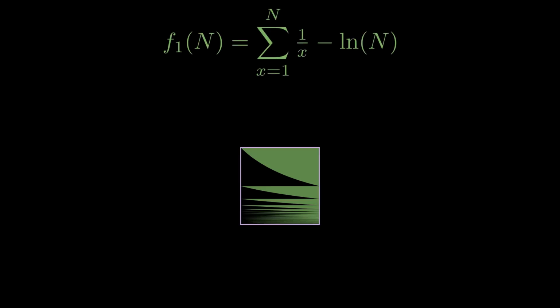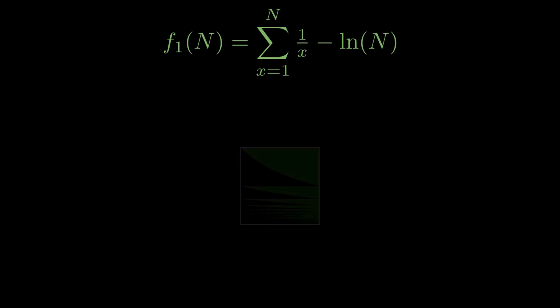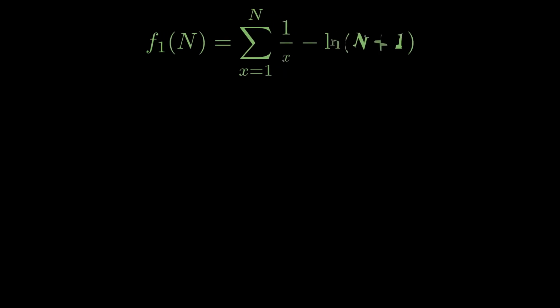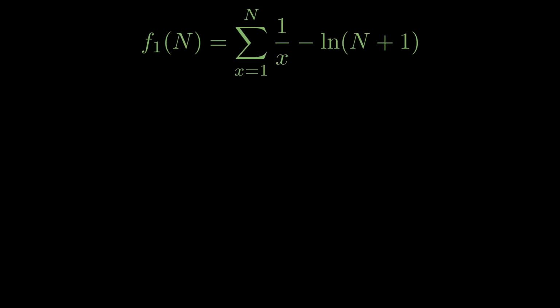I must now admit that in my last video there was a small mistake. The visual I created was taking the sum up to n of 1 over x minus the natural log of n plus 1. Since this is a limit as n goes to infinity, the limit was still an accurate representation of the Euler-Mascheroni constant. But for the rest of this video, it will be important that we're using ln of n plus 1, since we are approximating the value of gamma.